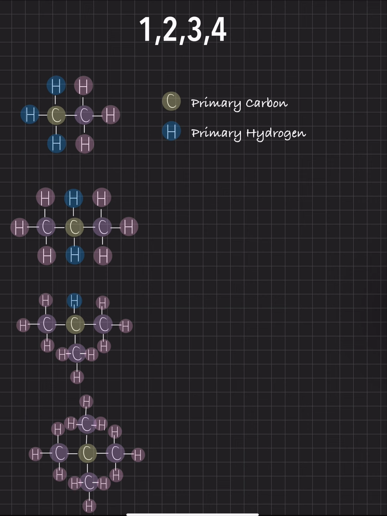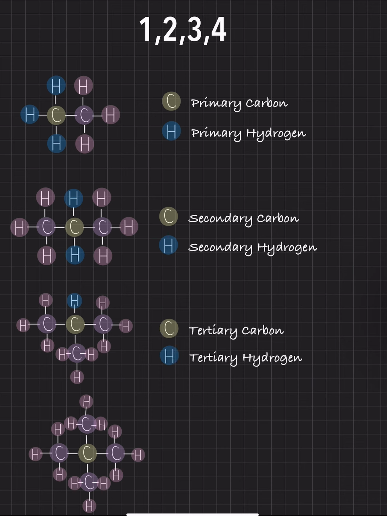Now if you go to the next one, you're going to see a yellow carbon and it's attached to two purple carbons. So it's going to be a secondary carbon, and those blue hydrogens attached to that yellow carbon are going to be secondary hydrogens. Okay, now if you go to the third example, you have one yellow carbon and three purple carbons and one blue hydrogen. Since it's attached to three purple carbons, you have a tertiary carbon. And that blue hydrogen is going to be a tertiary hydrogen.